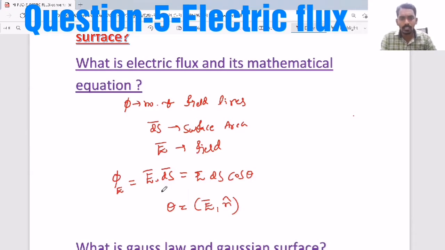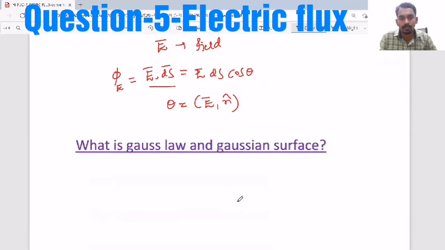This is the mathematical equation. Here, the dot product is there, so a few questions they will ask are based on the dot product of electric field and area vector. You must be very careful about choosing the direction in terms of i cap, j cap and k cap. That is the main thing. Afterwards, you must be able to apply the dot product between two vectors, which is the sum of the products of i coefficients, j coefficients and k coefficients.